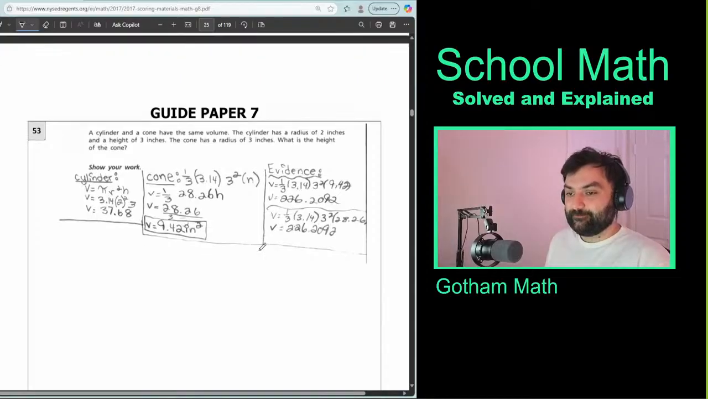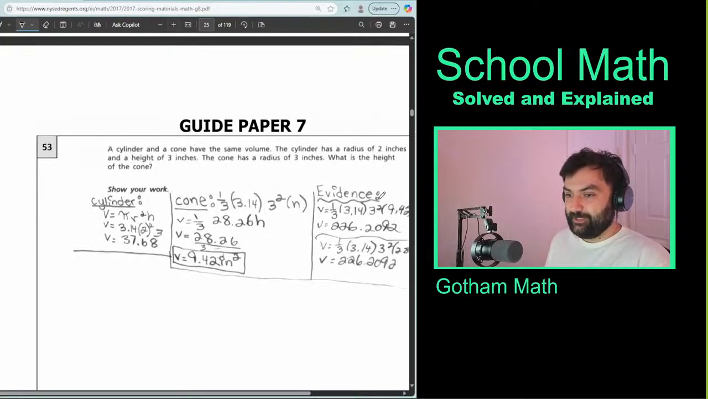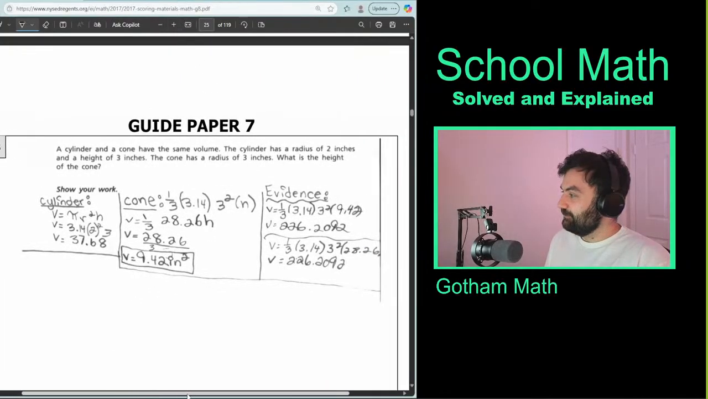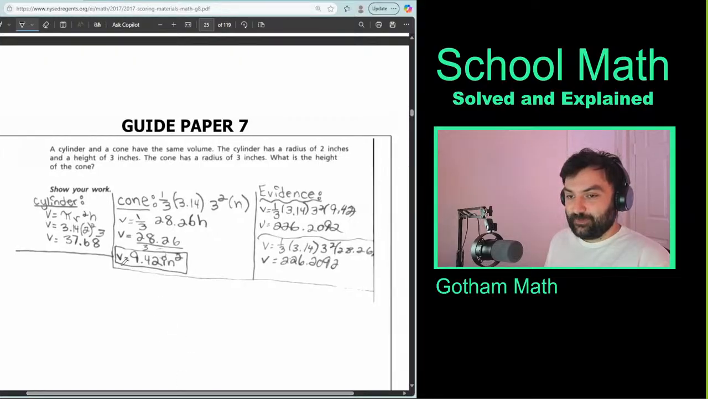All right. Evidence? That's interesting. Okay, cylinder: correct formula, plugged in correctly. Although, why did you use pi? But it's okay. Cone: correct formula, plugged in. I'm not sure if the math is correct, but let's assume it is.